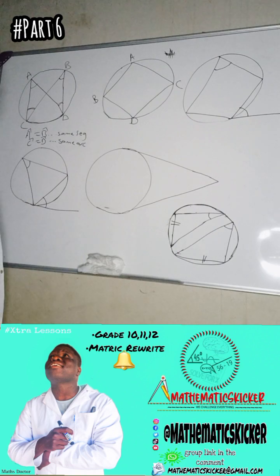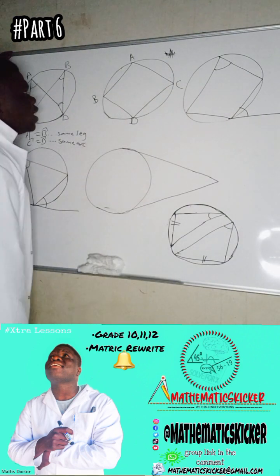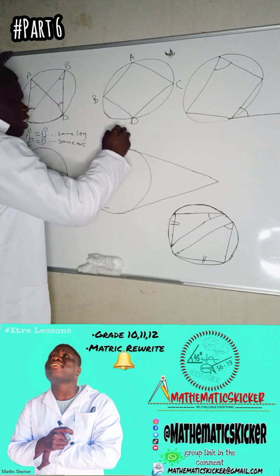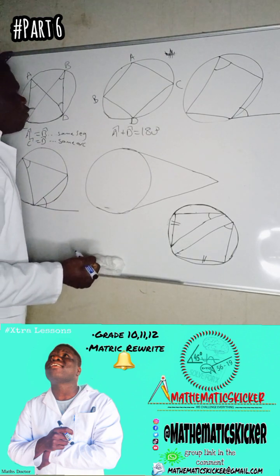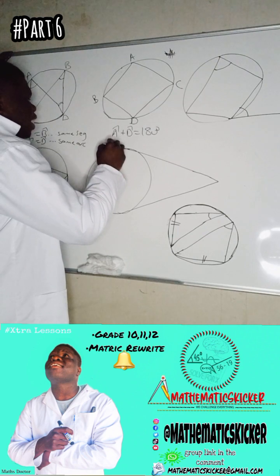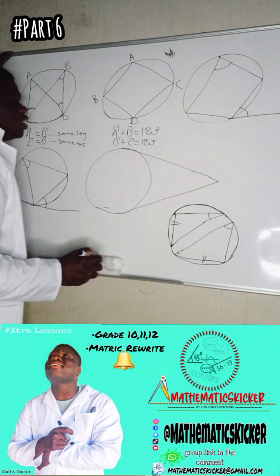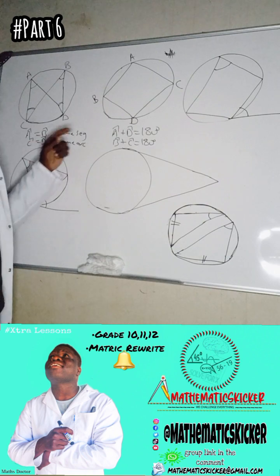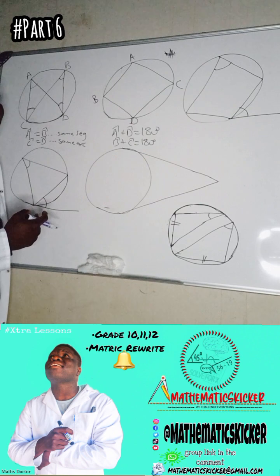Now, this theorem says that the opposite angles of a cyclic quad are supplementary. If ABDC is a cyclic quad, we can conclude by saying that angle A plus angle D is equal to 180 degrees. Opposite angles of a cyclic quad are supplementary, right? And angle B plus angle C is equal to 180 degrees, right? They are supplementary. This is a theorem. We are required to prove this theorem. The reason of this theorem: opposite angles of a cyclic quad are supplementary.